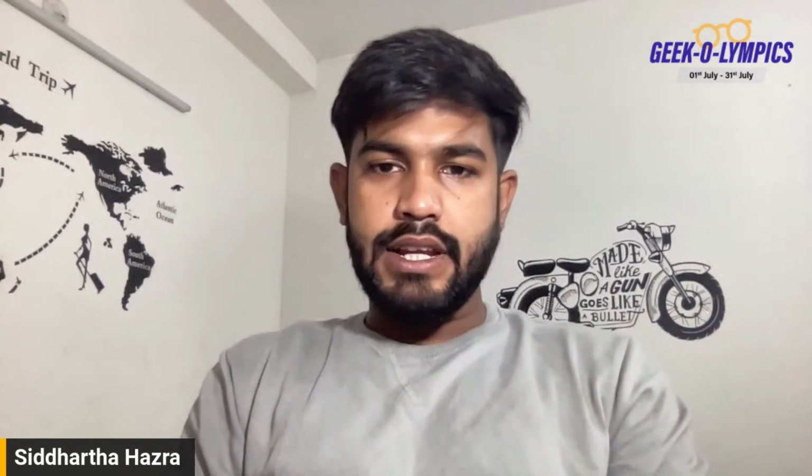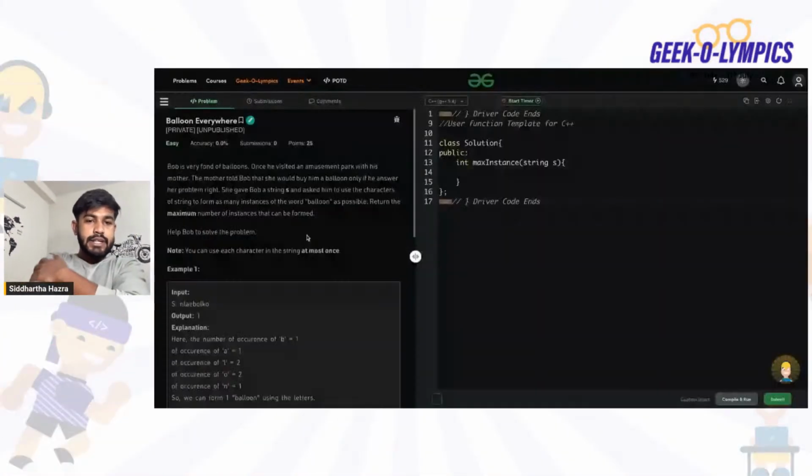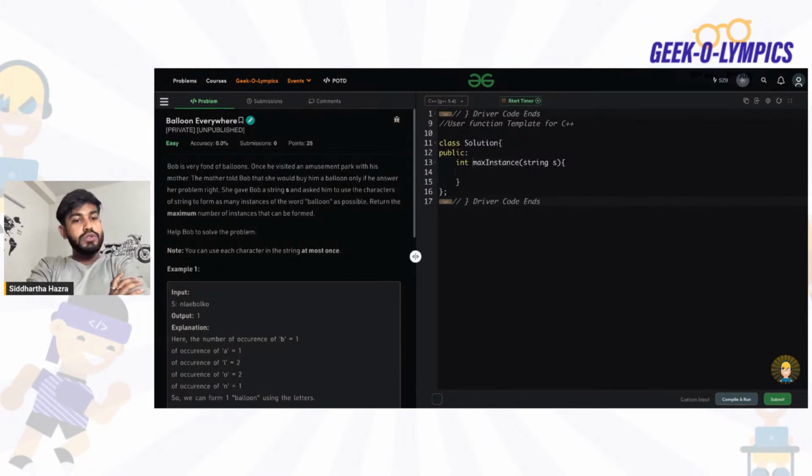I would first share the tab itself and sum up the problem statement, what the problem is telling us. The problem statement tells us that given a string, you need to use its characters to make as many instances of the word balloon as possible.